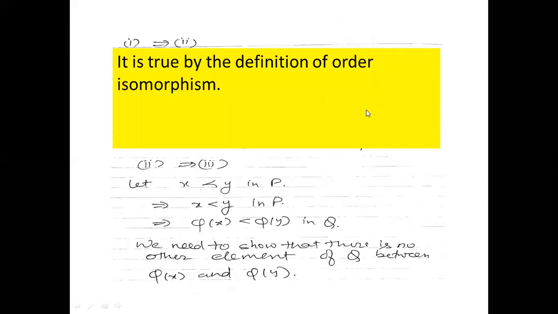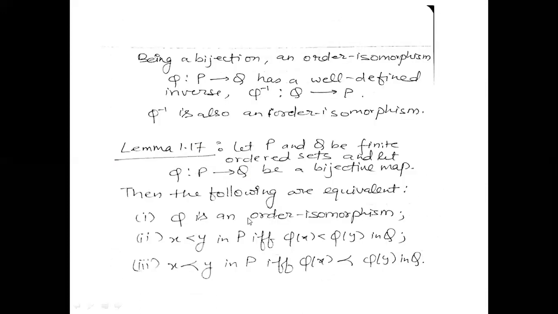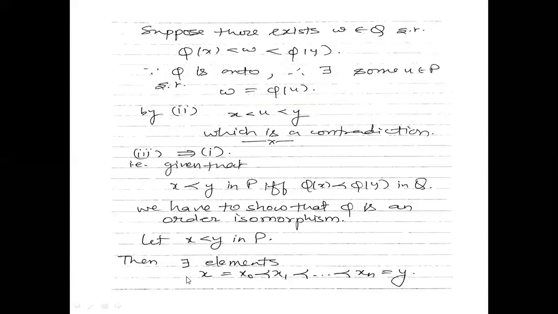So third thing, what do we have to do? Third implies first. That is, we are given this statement: x is covered by y in P if and only if phi x is covered by phi y in Q, and we have to show that phi is an order isomorphism using this third statement. We have to show that phi is an order isomorphism.